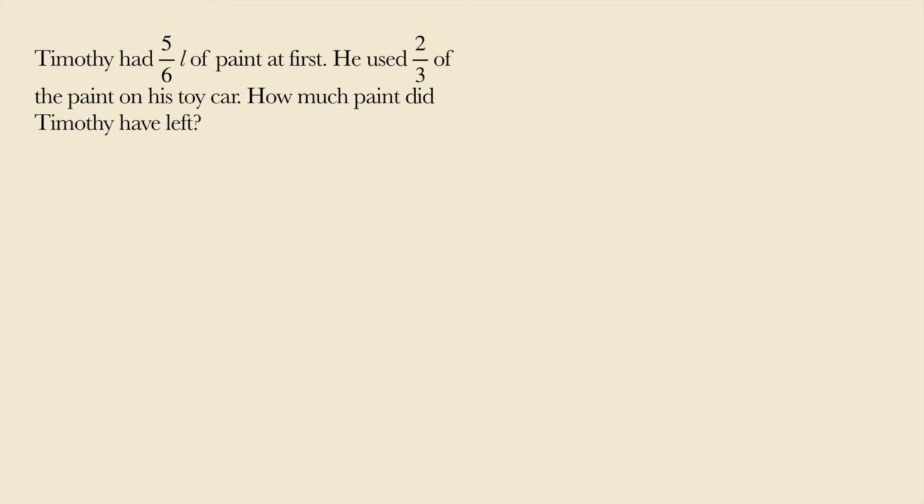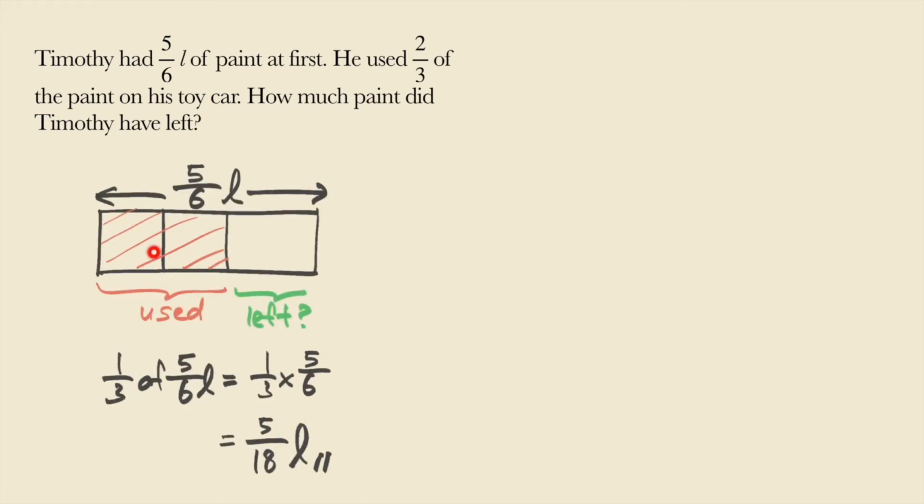Okay, so if 2/3 was used, that means 1/3 was left. And the total paint is 5/6 actual liters. So if I want to know the actual volume of paint that's left, it's 1/3 of this, isn't it? So it's 1 unit out of 3 units. So 1/3 of 5/6, we are multiplying, we get 5/18 liters.